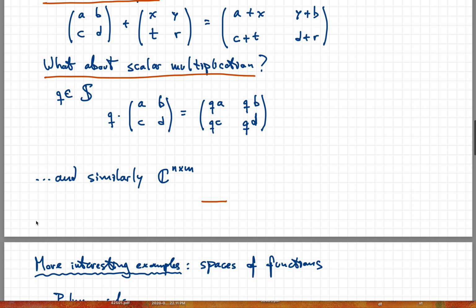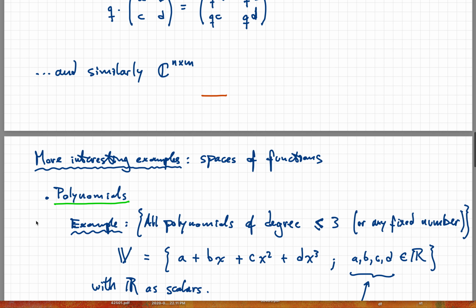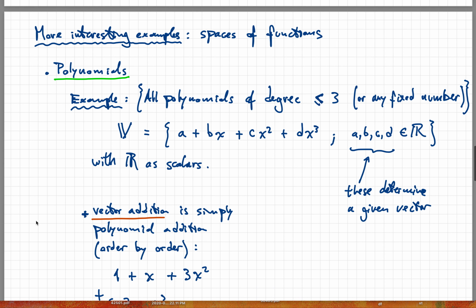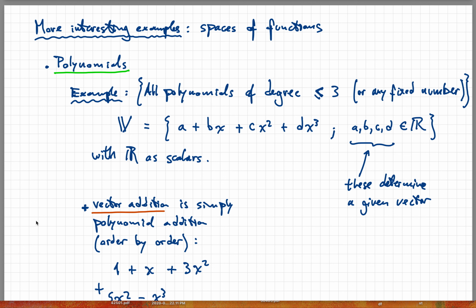So moving on to more interesting examples of vectors and vector spaces, we have spaces of functions. And one of my favorite ones is the space of polynomials. These are very useful objects in physics. And they also have very nice properties in that they're infinitely differentiable. You can take derivatives of any order of the polynomials until you eventually get 0.